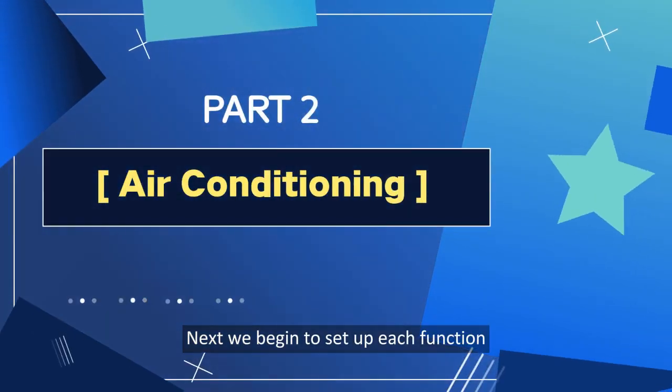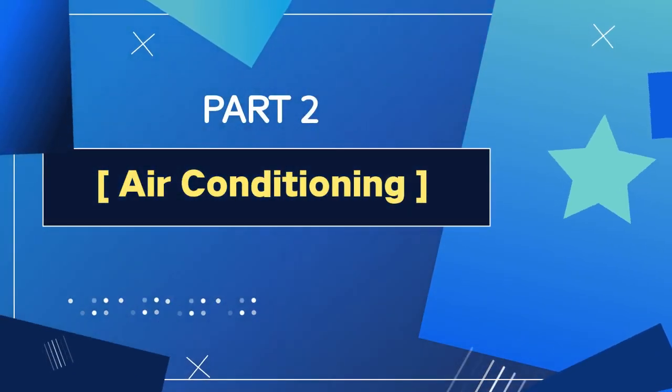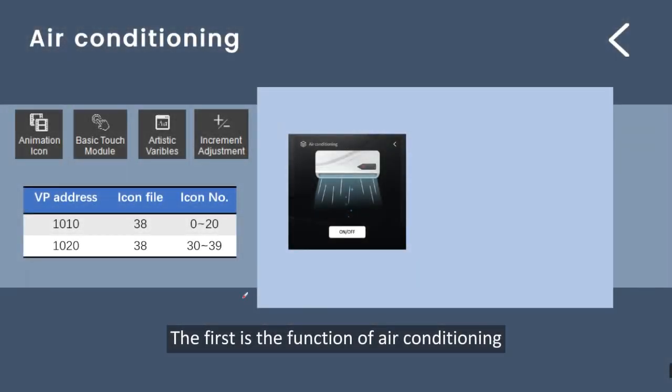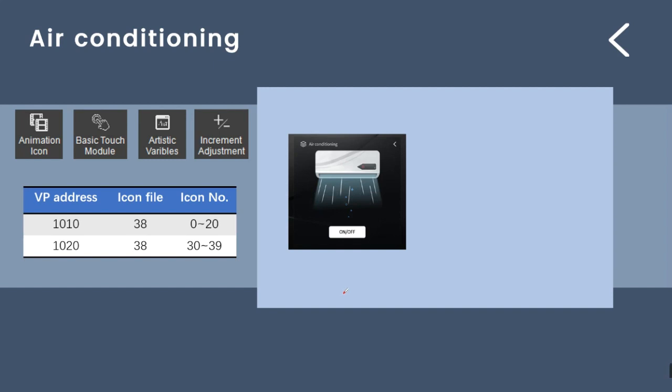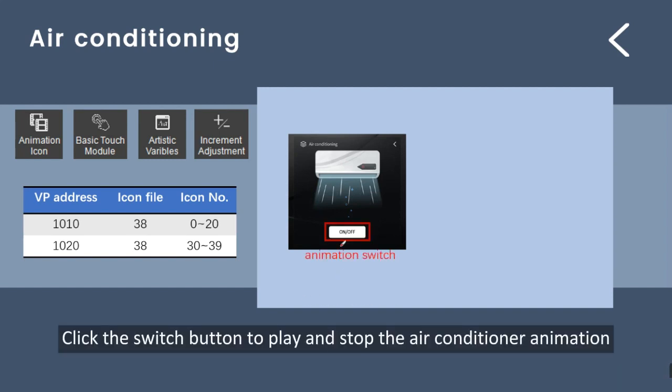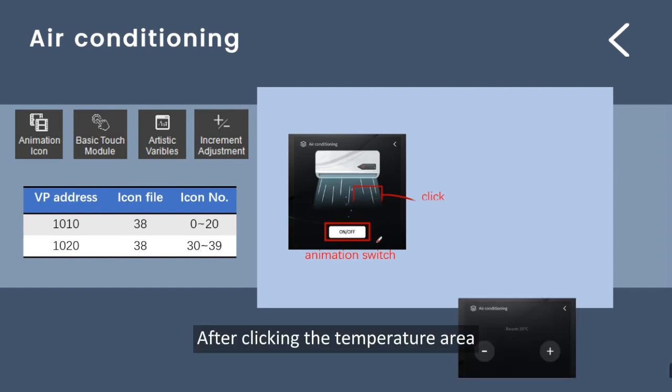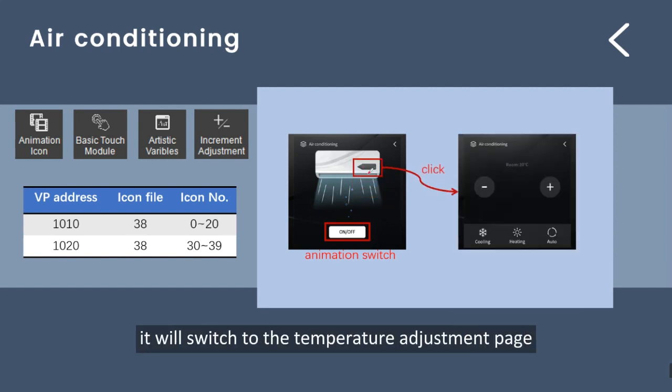Next we begin to set up each function. The first is the function of air conditioning. This is my design idea. Click the switch button to play and stop the air conditioner animation. After clicking the temperature area, it will switch to the temperature adjustment page.